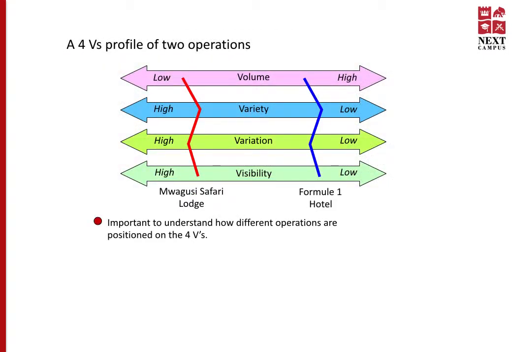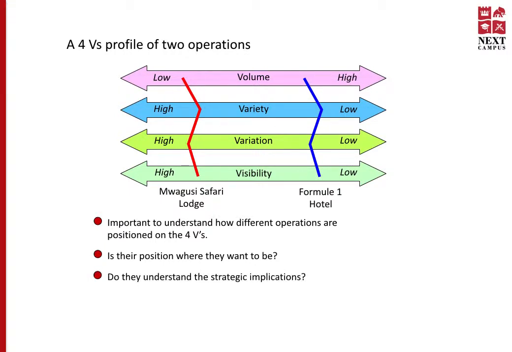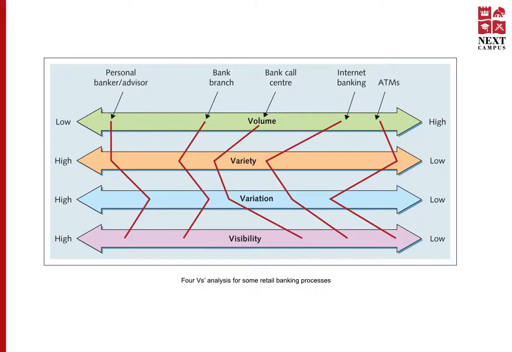It is important for organizations to map their product and services on the 4 V's profile. It is important to understand how different operations can be positioned on the 4 V's. Organizations then need to question whether their position where they want to be are correct. They also need to understand the strategic implications. This is an example of 5 products and services that have been mapped on the 4 V's.